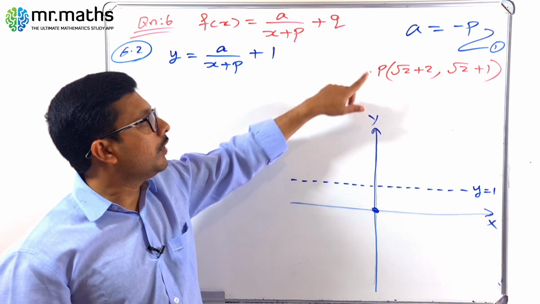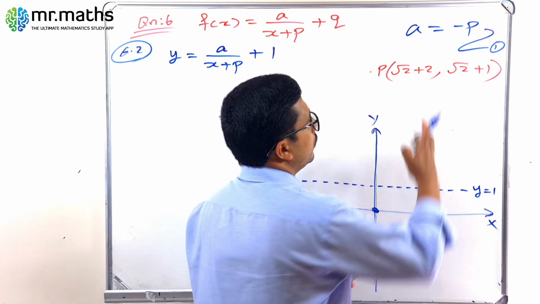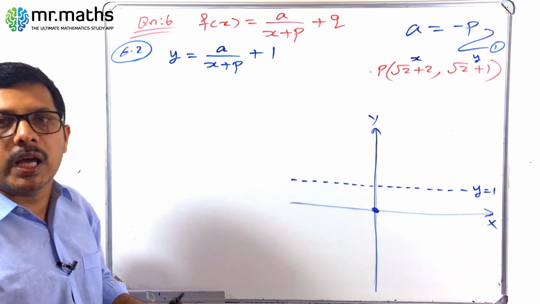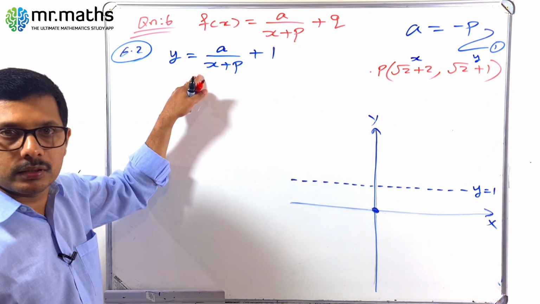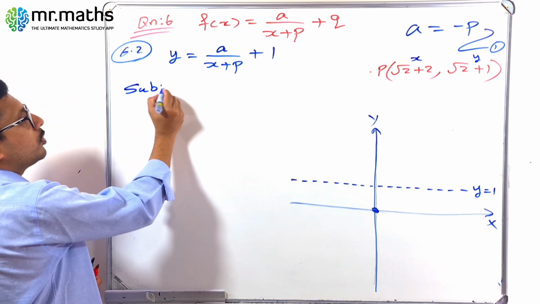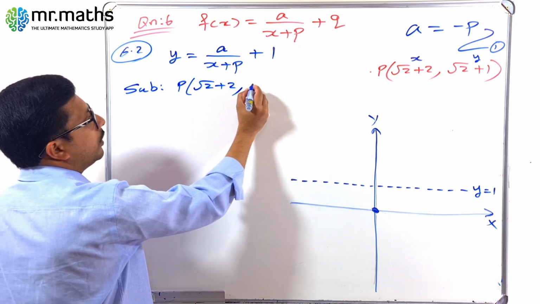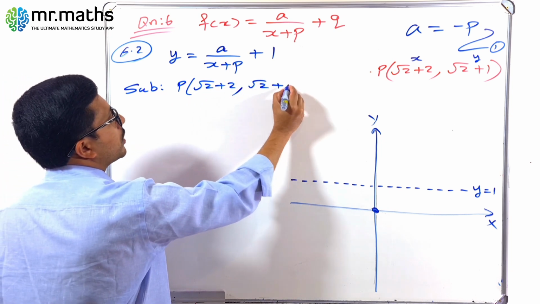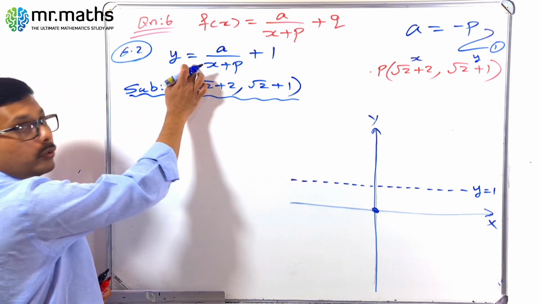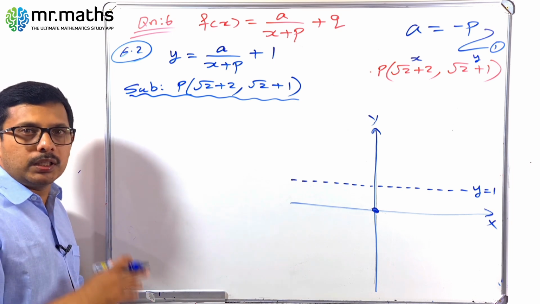So it means that we can substitute this x value and this y value. We can substitute that point in this equation. So just substitute P, (root 2 plus 2, root 2 plus 1), in this equation, because it is given that point P is also a point on that f(x) graph.